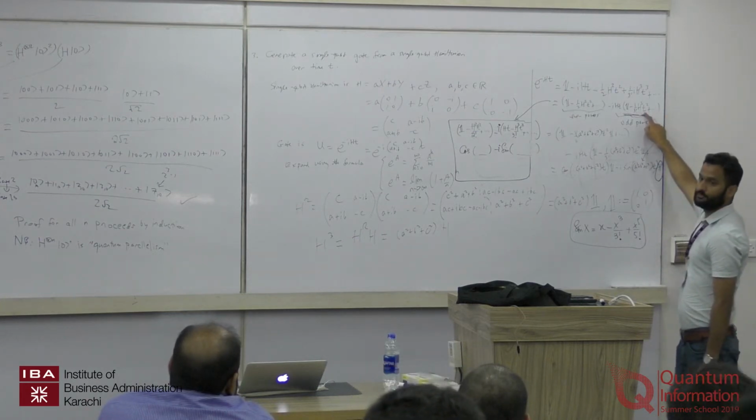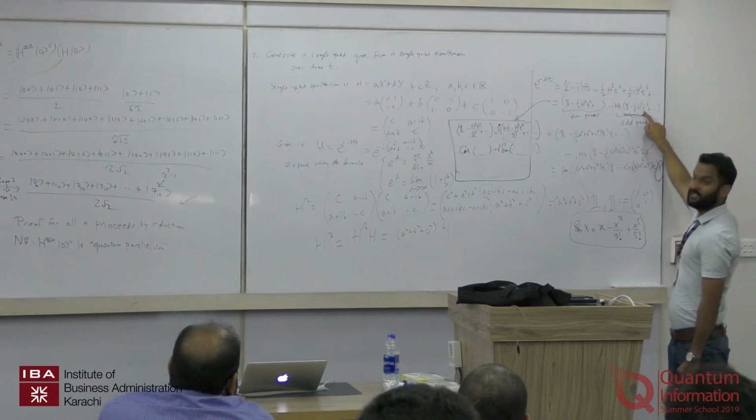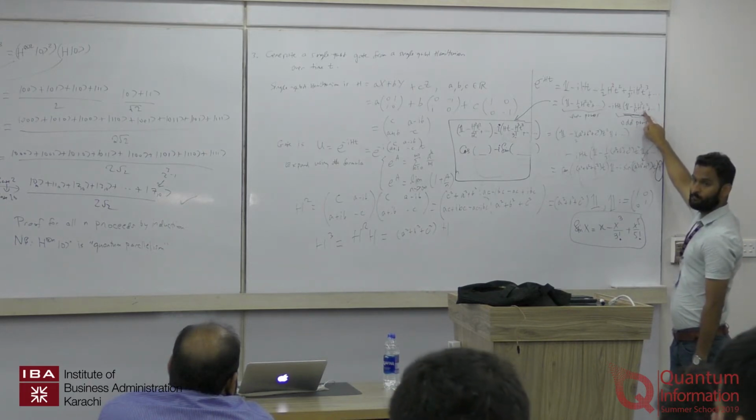हर जगह H squared की value डालो. H4 is H squared into H squared. And what about t squared? T squared will remain there. It's T cube. It's not T squared.